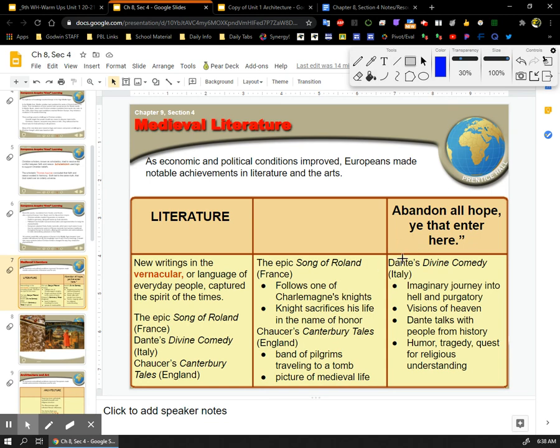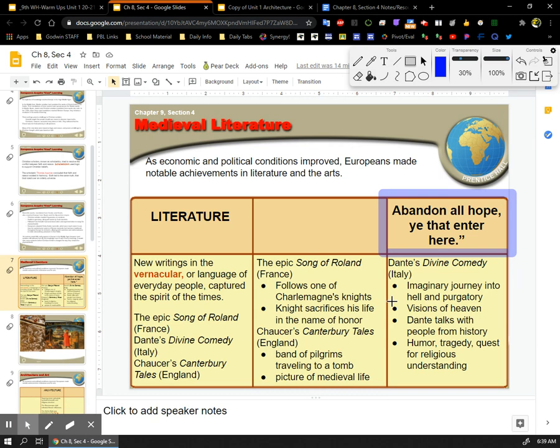Up next is Dante's Divine Comedy, and I have a quote here. This is a quote from Dante's Divine Comedy. And this quote is what Dante reads as he enters hell. Now, normally when you hear the word comedy, you don't necessarily immediately associate it with hell, but that's what happens. As he approaches hell, he receives the quote here, "Abandon all hope, ye that enter here."